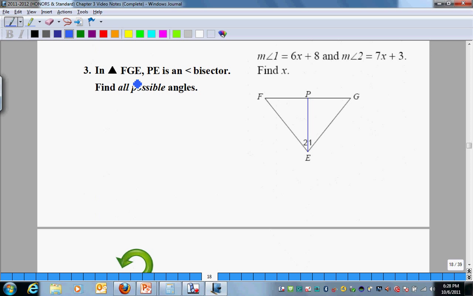Final one, it says in triangle FGE, PE is an angle bisector. So we trace PE, sweep, and add hatch marks, then find all possible angles. Let's see what we're given. We're told angle 1 is 6x plus 8. We're told angle 2 is 7x plus 3. Well, with the hatch marks, we know those two angles are equal. So 7x plus 3 equals 6x plus 8.